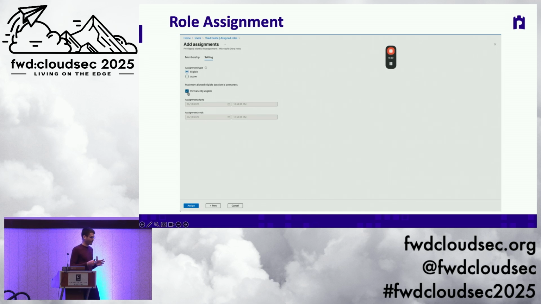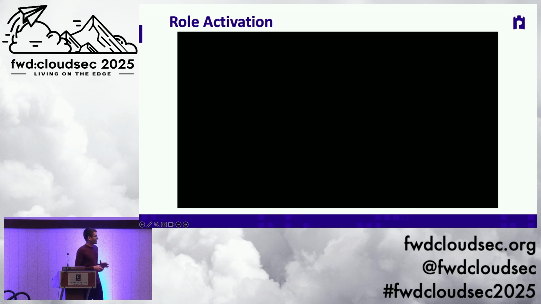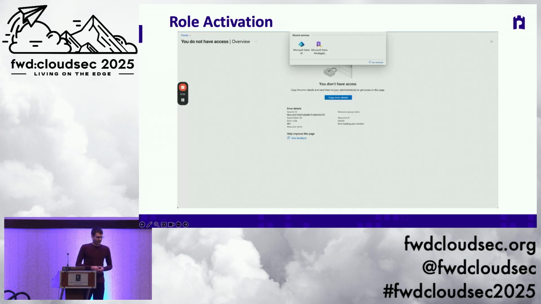Keeping in mind that what typically ends up happening is what is happening right now, which is we go through and we just choose permanently eligible. Meaning the identity just always has this role available to them. Available, they still have to click a button. And so that is what happens here.